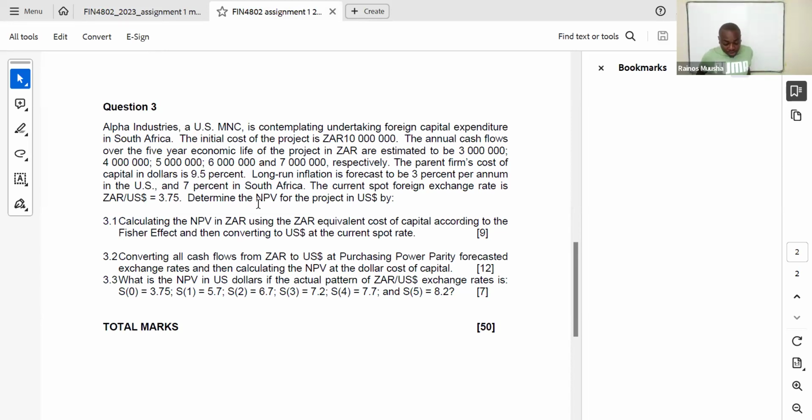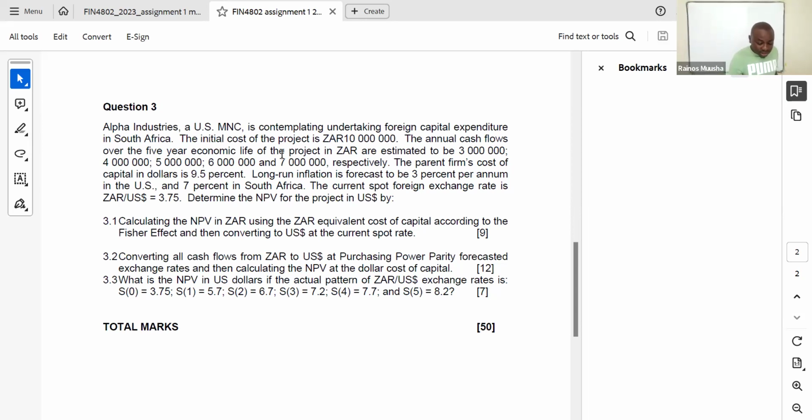Now, for the first part of the question, when you're calculating the net present value in ZAR, what they're asking us to do is this: if they're asking for the net present value in ZAR, it means your cost of capital has to be in ZAR, and your cash flows also have to be in ZAR. So your cash flows and your cost of capital always have to be in the same currency.